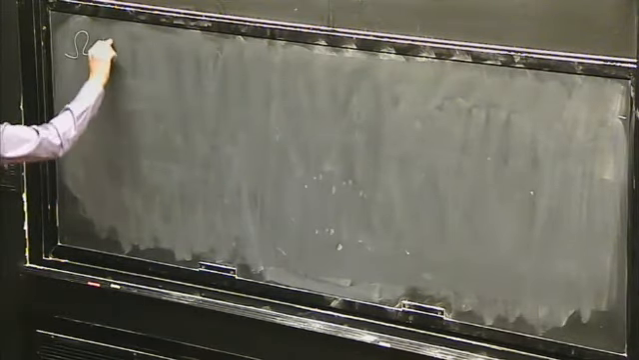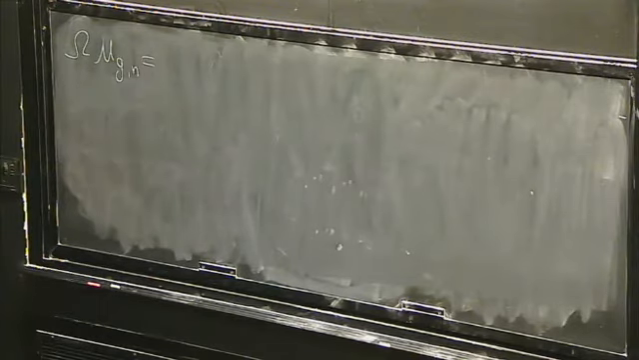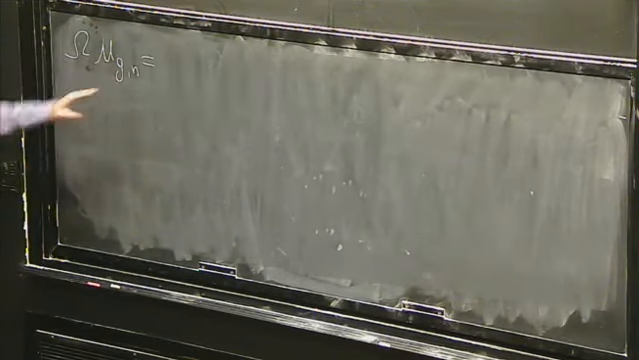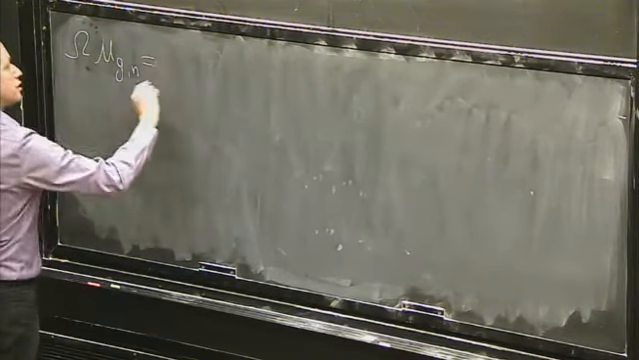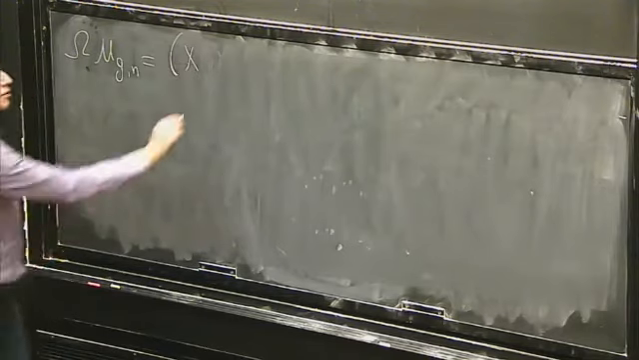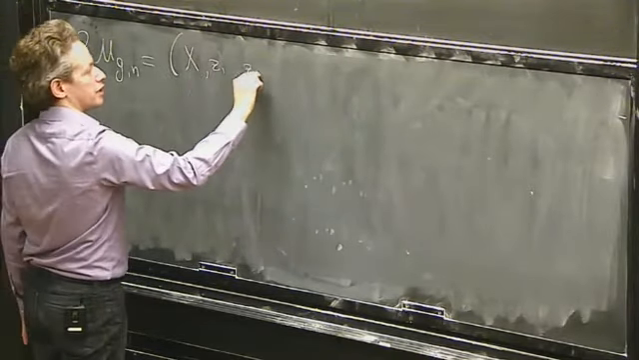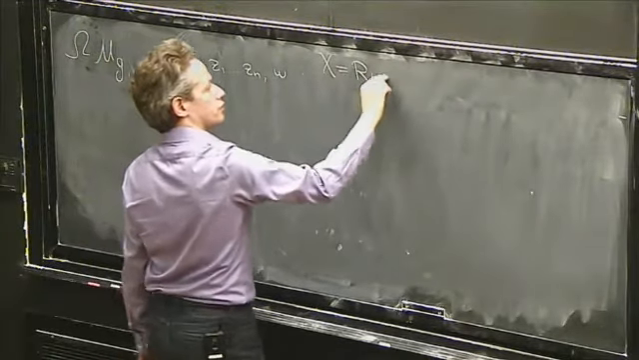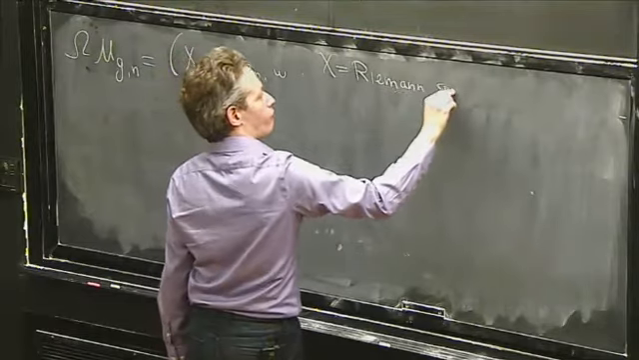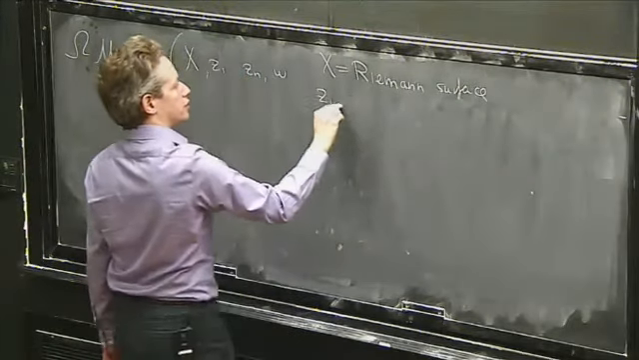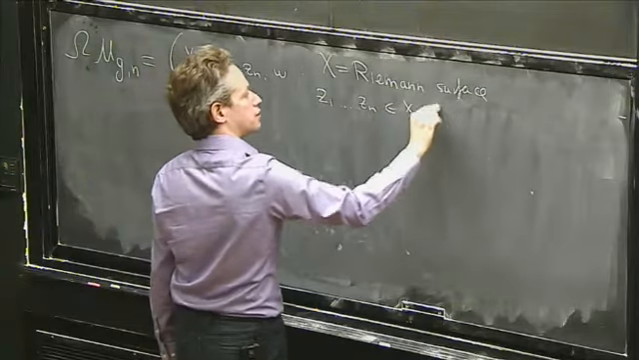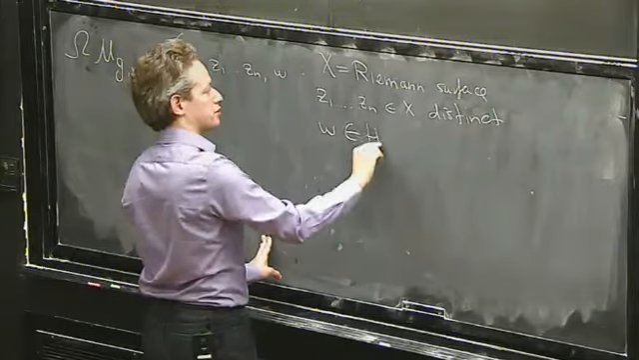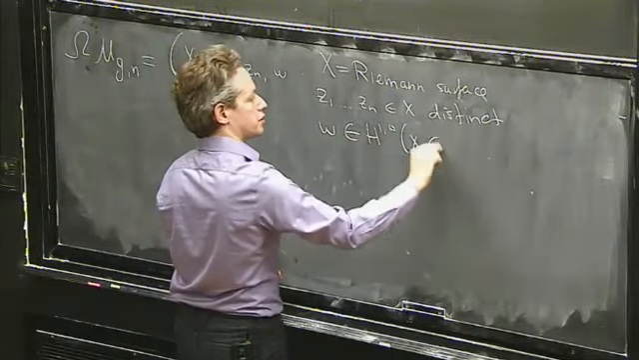And this is an easy enough notation. So omega M_{g,n}, where M_{g,n} is the moduli space of curves of genus g with n distinct marked points. And I'll tell you what this is. So this is (X, z_1, ..., z_n, omega). So X is the Riemann surface, a smooth Riemann surface. z_1, ..., z_n are distinct points. And omega is a holomorphic differential on this Riemann surface.